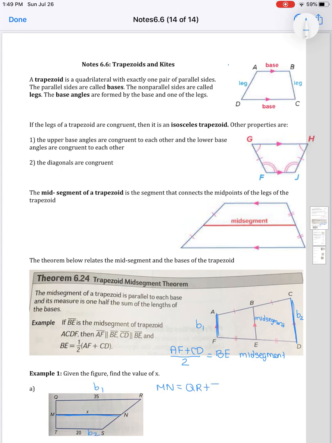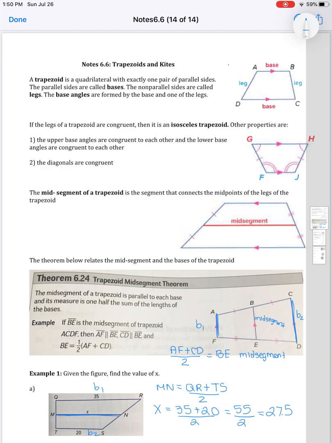So what I'm going to do is I'm going to add up AF and CD, and then when you take the average, you divide it by how many you have, which is 2. And that's going to get me BE, which is the midsegment. So it's the average of the two bases put together.